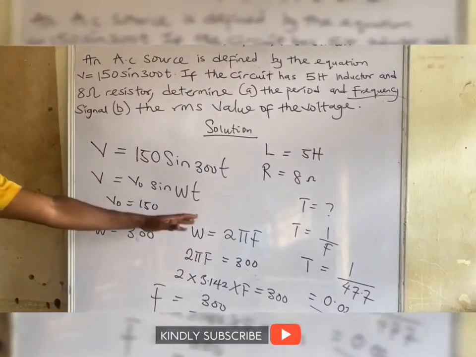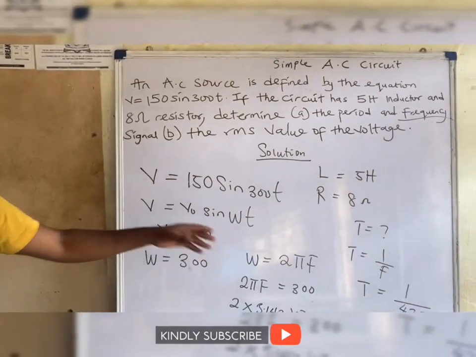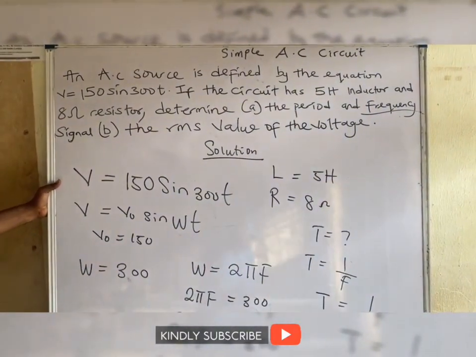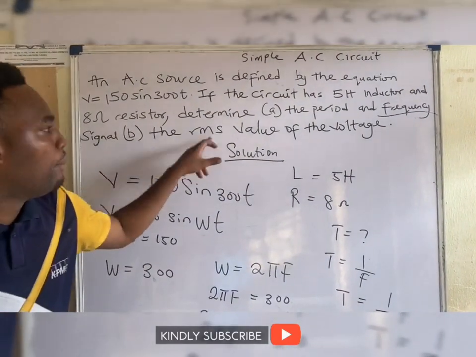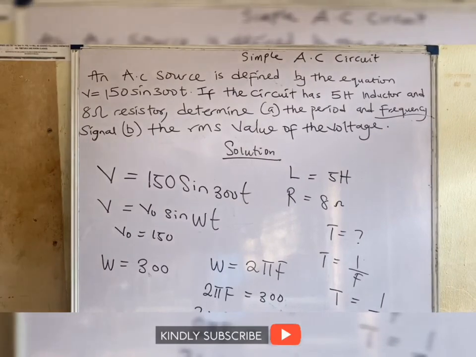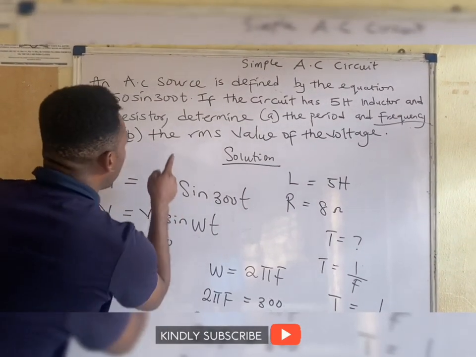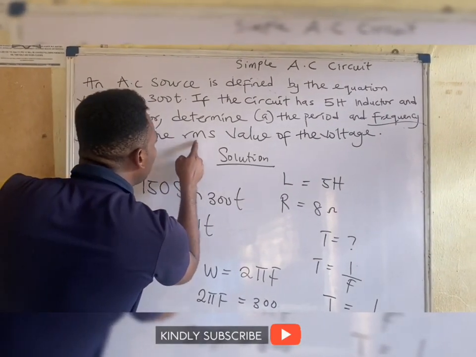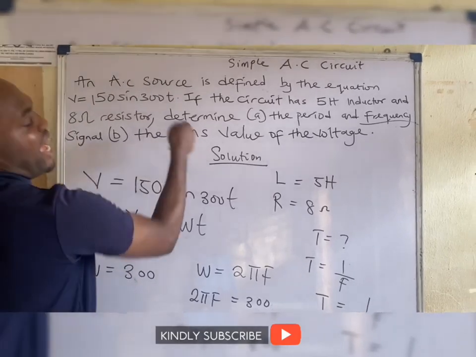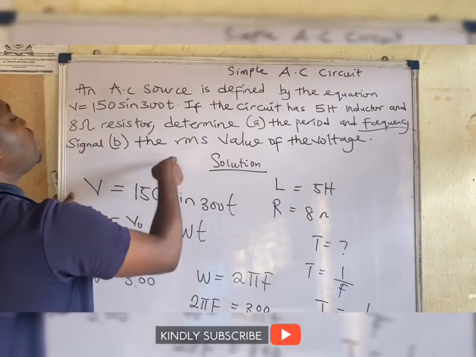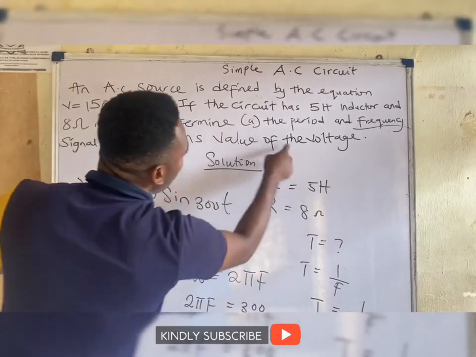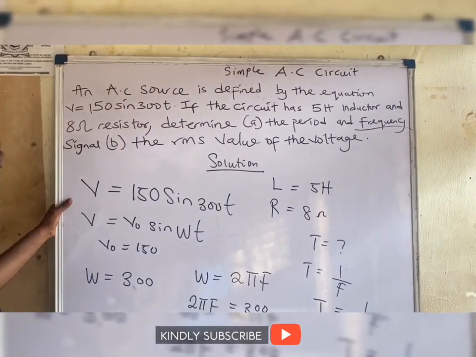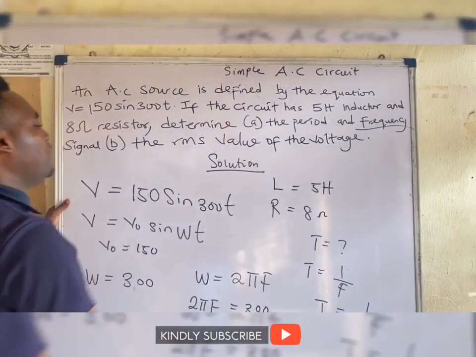Please, kindly pause the video and copy out the solution to question A while I rub off this board to solve question B. Alright. The question B says, look at it. What is the root mean square? Remember, this is RMS. So they're asking me what is the root mean square value of the voltage? What is the RMS value of the voltage?